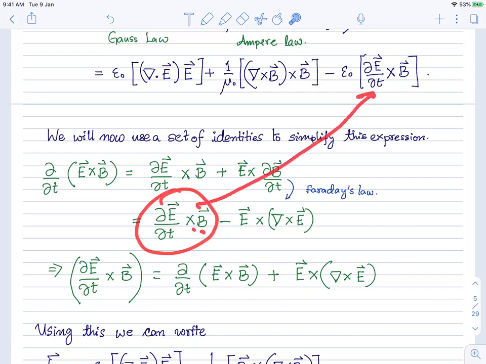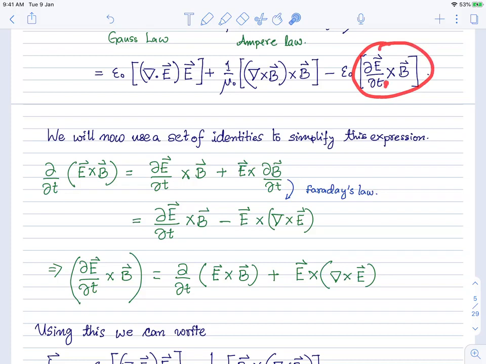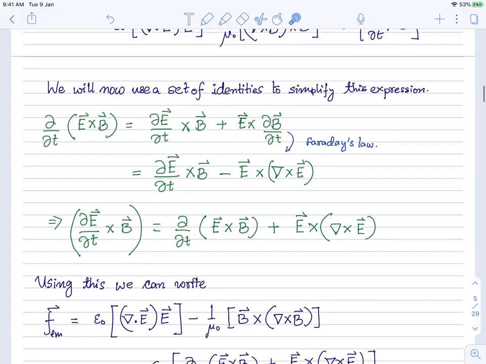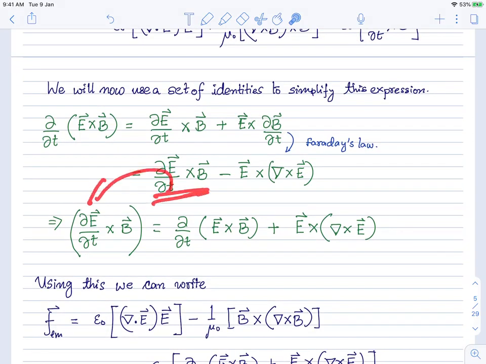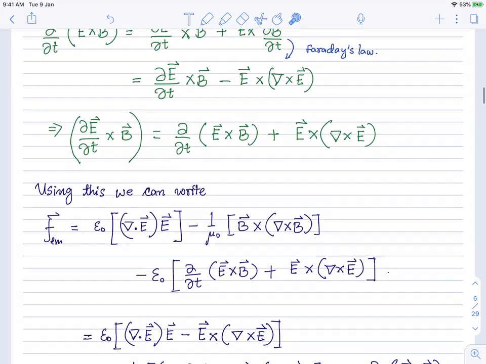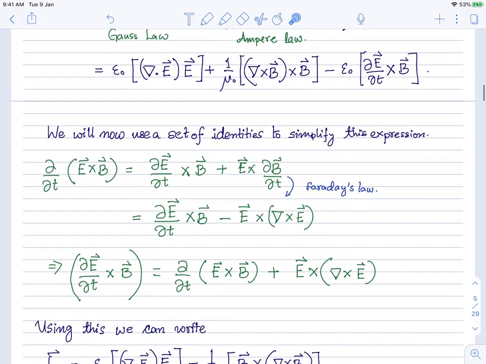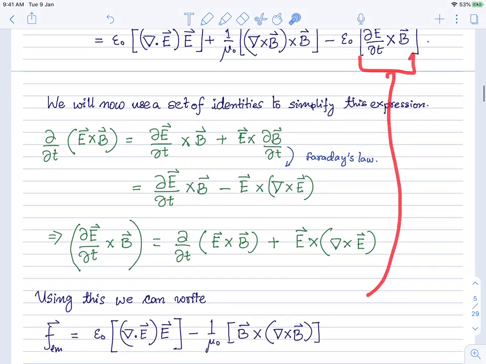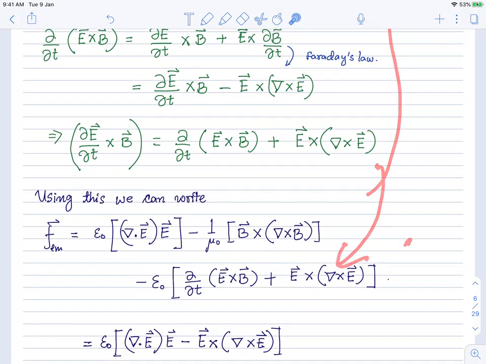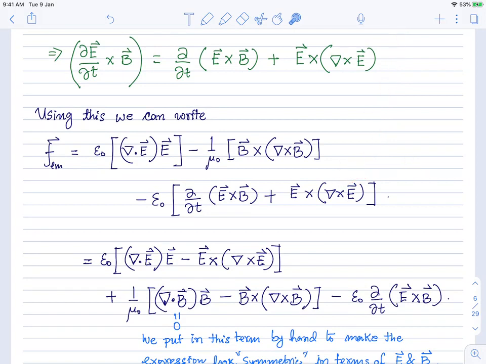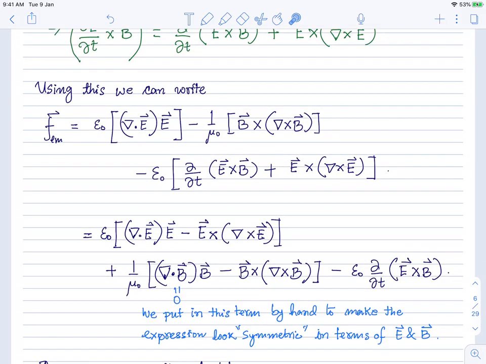As you can see, this expression ∂E/∂t cross B is identical with this expression. So we can think about substituting this expression using this term and this term. That's what we are going to do. I have written this on the left hand side, and grouped together the terms on the right hand side, so both terms are plus now. Basically I'm plugging this term back into the expression for force density.